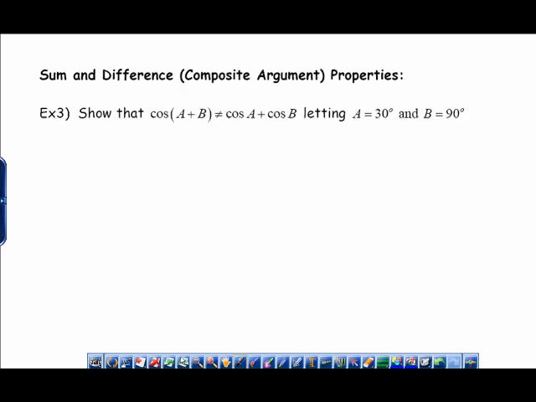Okay, now let's do actual sum and difference. Now, before we actually go over the correct formulas, I'm going to show you what a lot of students think the formula is, and we're going to disprove it. So example 3 says, show that cosine of the quantity a plus b is not equal to cosine a plus cosine b. A lot of students just think, oh, distribute the cosine. But remember, you only distribute when you're multiplying. We are not multiplying cosine times a. We're taking cosine of a.